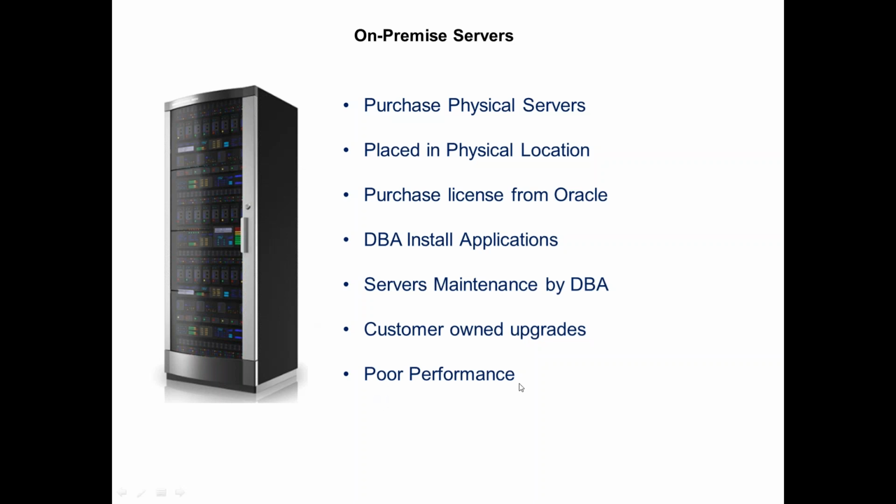And poor performance. For example, say the client is operating the business in multiple countries. If they place the physical server in one country, say in the US, then users accessing from the US may get good performance. But the users accessing from India, UK, or different countries, since there will be distance in terms of network connectivity, will have a poorer experience compared to the users accessing from the nearest places.